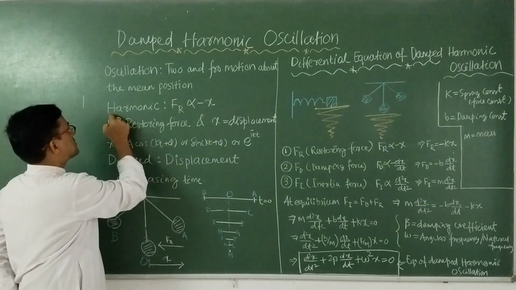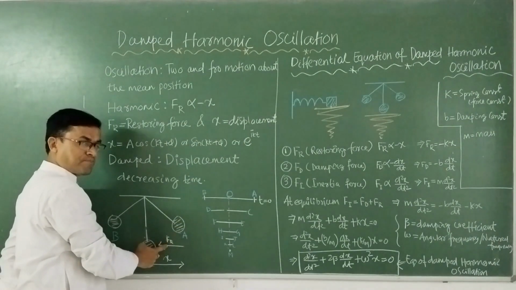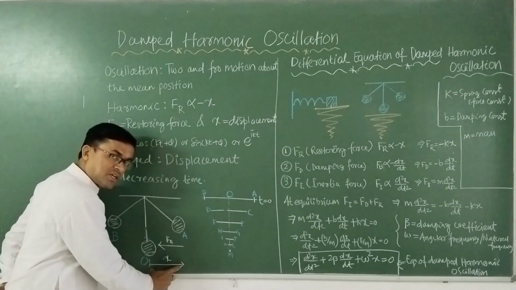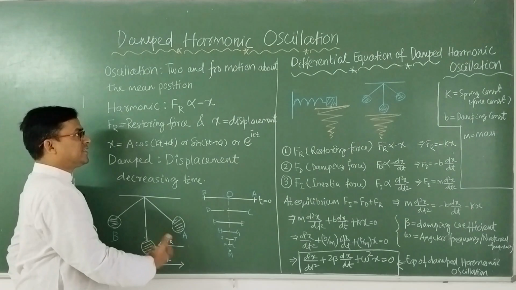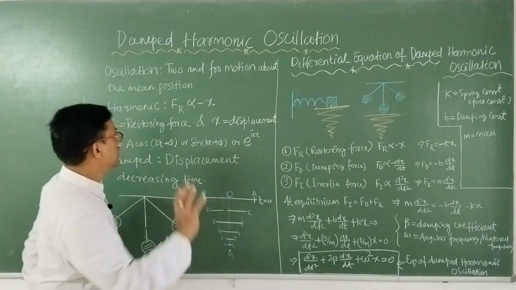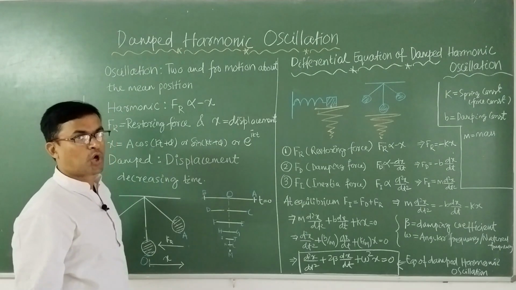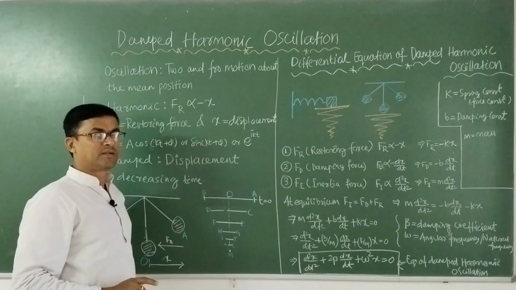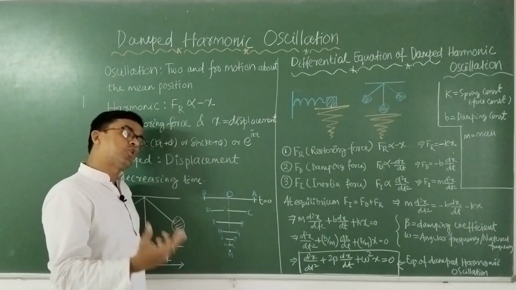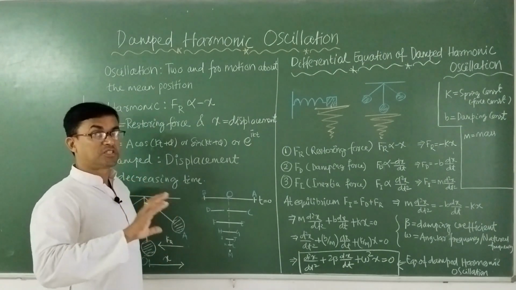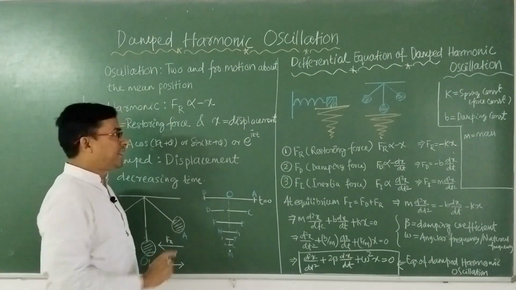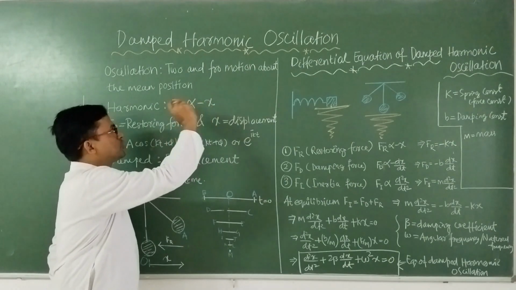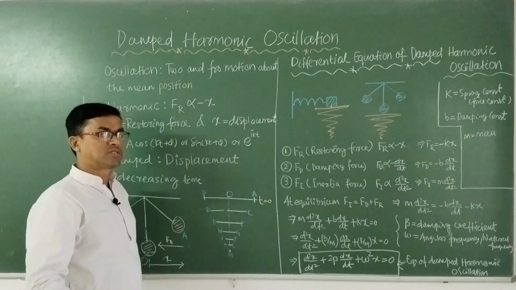The harmonic means when the restoring force that I have explained is proportional to the negative of the displacement. If displacement is in this direction and the restoring force is opposite, then that type of motion is called harmonic motion, harmonic oscillations. But remember, not always will the restoring force be proportional to the negative displacement. There is also another type of force when the restoring force is not proportional to the negative displacement. But when these conditions are applied, if our restoring force is proportional to the negative of the displacement, this type of oscillation we can call harmonic oscillation.